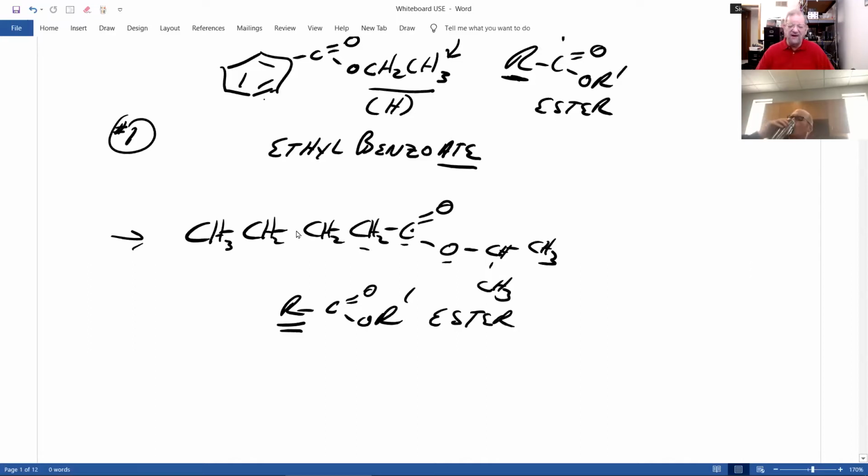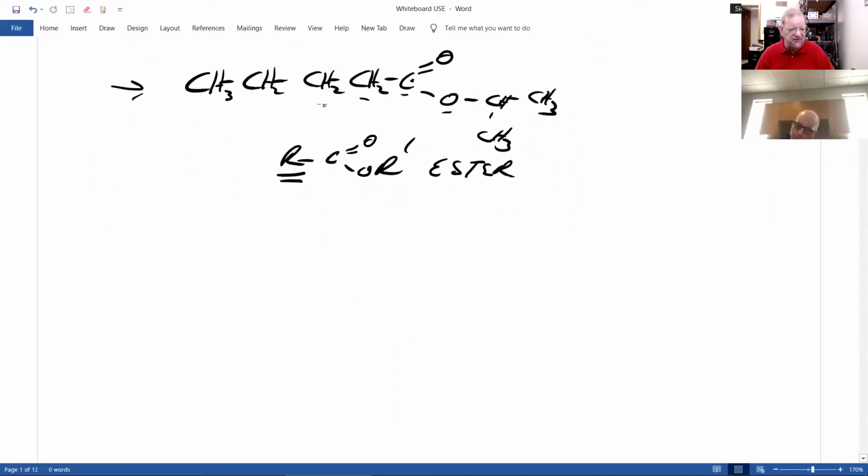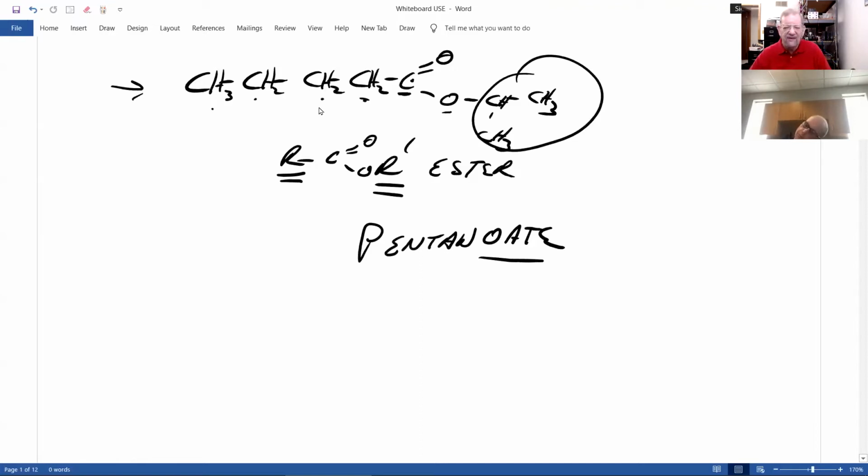Since R is not a benzene ring, we can use B2 of the student. And how do you do that? How many carbons in the longest chain with the carbonyl carbon? 1, 2, 3, 4, 5. That's pentane. Drop the E, add OATE. I never say oat, O-A-T-E. And then what's R prime? That's R prime, and that's an isopropyl group. And that would be isopropyl pentanoate, and that's how you do it.